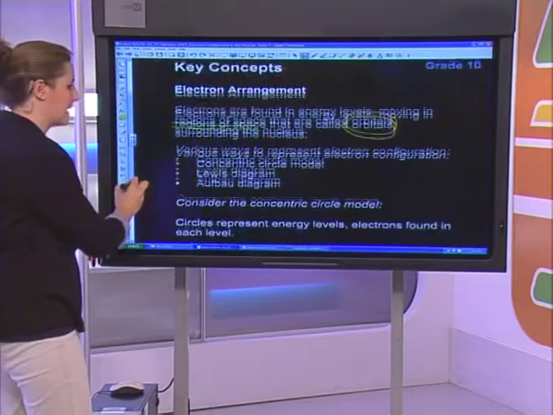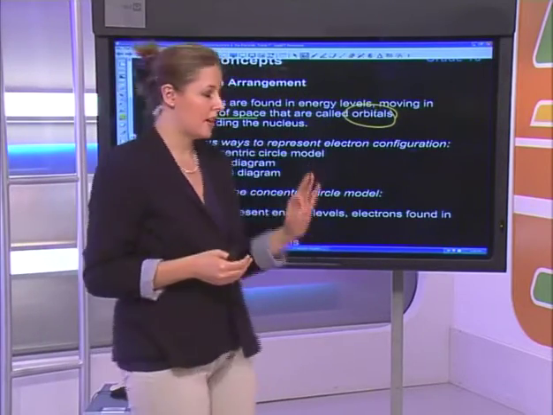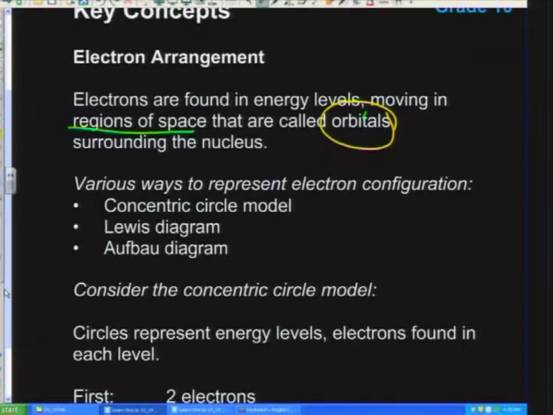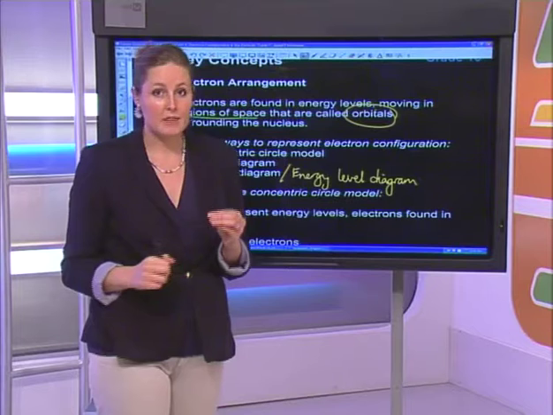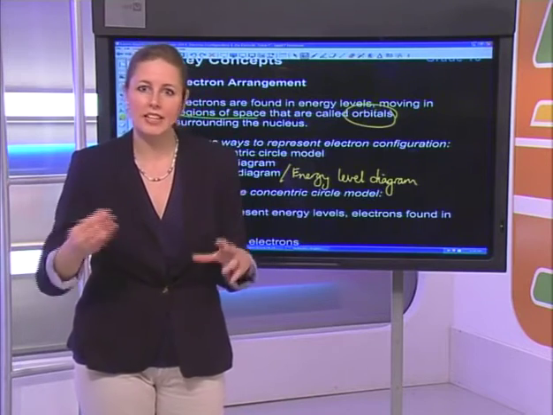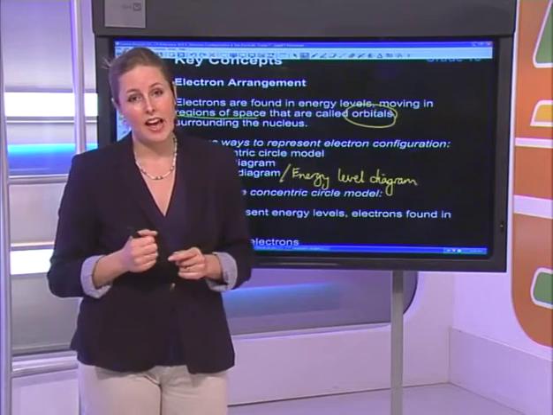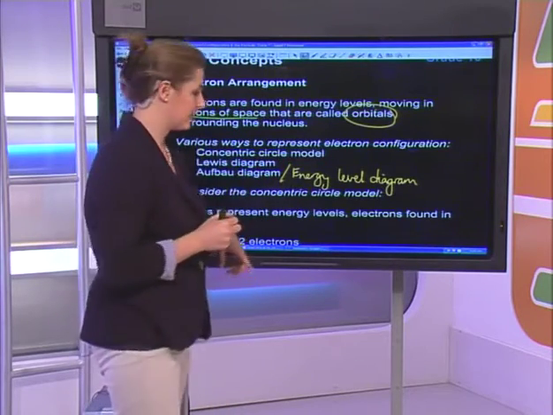There are various ways that we can represent electron configurations, and we're going to discuss 3 of those today. We're going to look at a concentric circle model, a Lewis diagram, and an Aufbau diagram, and this is also called an energy level diagram. You could very easily in an exam question be asked to draw these models, and so not only are they important for your understanding of bonding and everything else that's going to come in chemistry, they are important just in terms of answering exam questions. You will be asked to draw these.